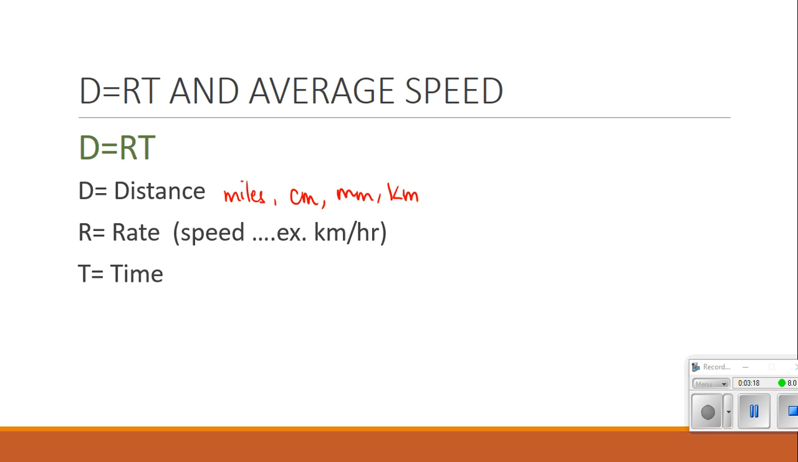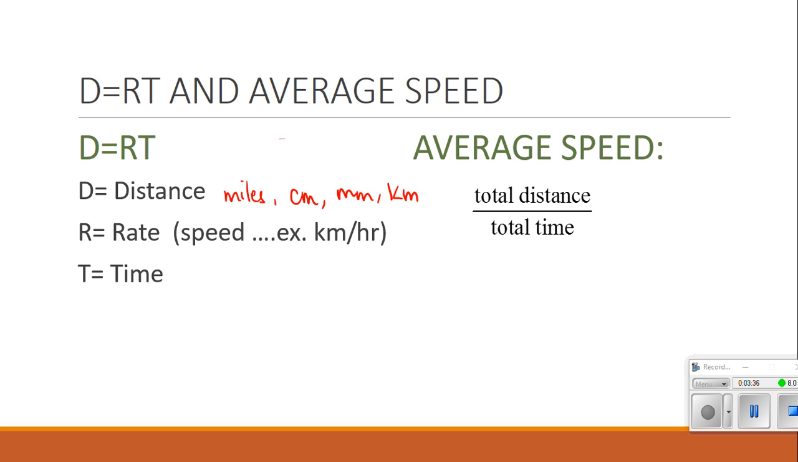Make sure that all those units relate to each other. So if distance is in feet, but your rate is in miles per hour, you're going to have to adjust some of that information so that you're working with the same units throughout distance equals rate times time. Average speed is just your total distance divided by your total time. So however far you go divided by however your total time was.